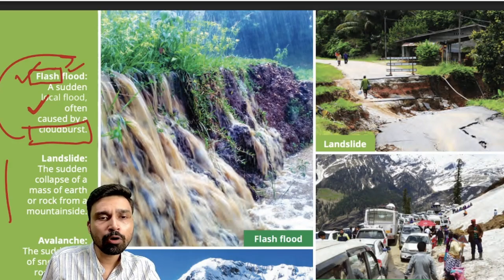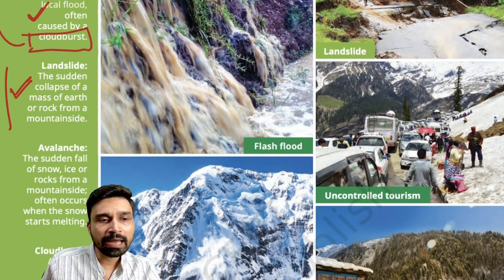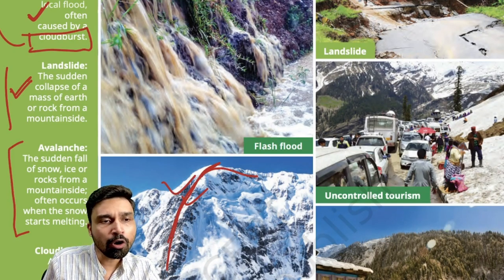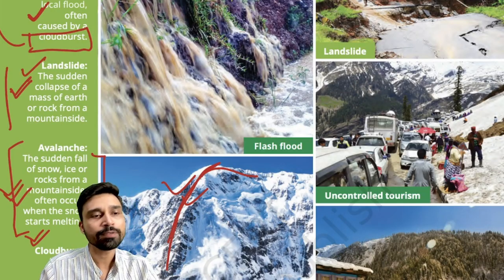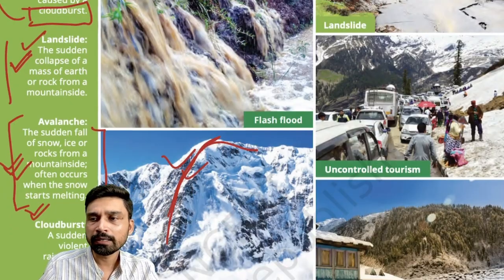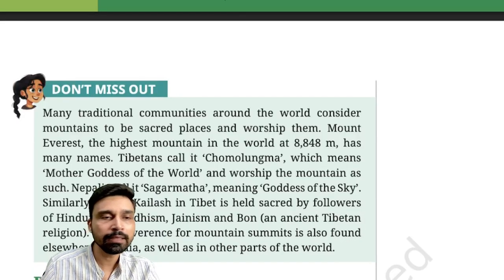Then you have landslides. Whenever you have heavy rainfall, whenever you have an earthquake, there can be a sudden collapse of a mass of earth or rock from the mountains that also causes extensive damage. Then avalanche you find here. When a mountain is covered with thick deposits of snow, ice, glaciers and all, the sudden fall of snow, ice or rocks from the mountainside is referred to as an avalanche. So an avalanche is a type of landslide, but instead of rocks, here you have the sliding of snow, ice, etc. Then apart from that, cloudburst we have discussed, sudden violent rainstorms, uncontrolled tourism, and all these are also creating challenges for people living in the mountainous area.